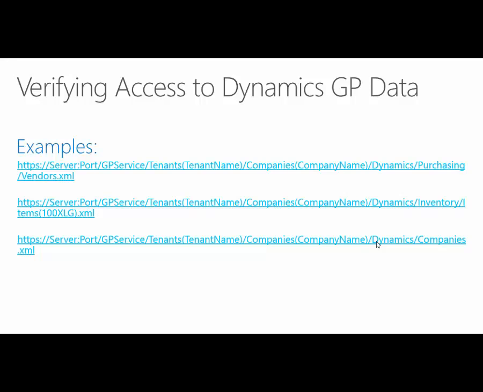So the key is, if I can hit one of these, and I have access to either vendor maintenance, item maintenance, or the ability to see companies in GP, if I can hit one of those three, I know that I've successfully set up service-based architecture.